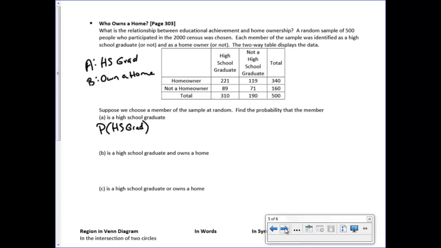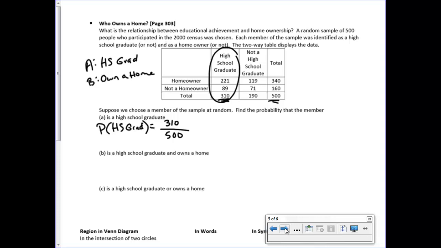So probability somebody's a high school grad. Here's my high school grads. I have 310 out of 500 people. You can cross off your zeros if you want, you can simplify it if you want, but I'd say leave it.